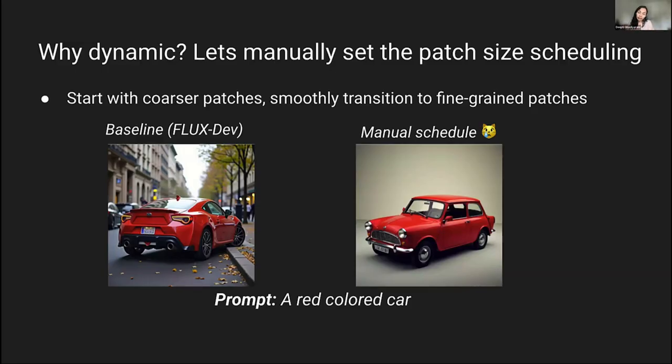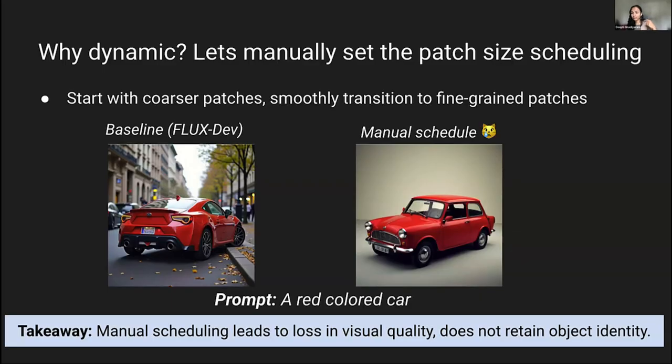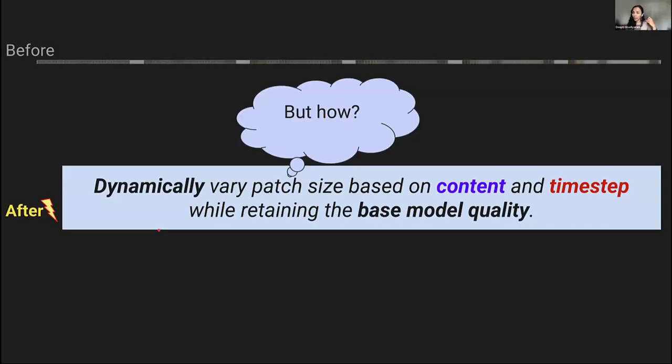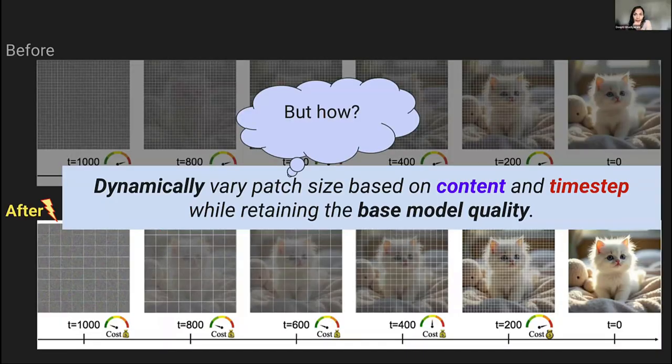So it does align to the prompt, but the level of detail is getting lost. And our goal is to be as close to the baseline as possible in terms of generation quality, but be as computationally efficient as we can. So, how do we do this?